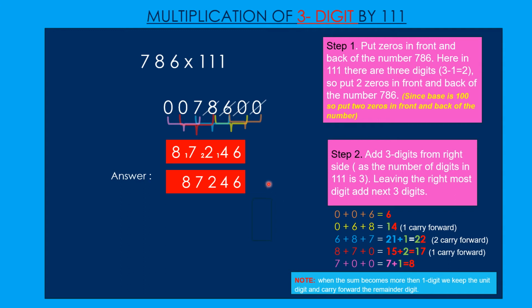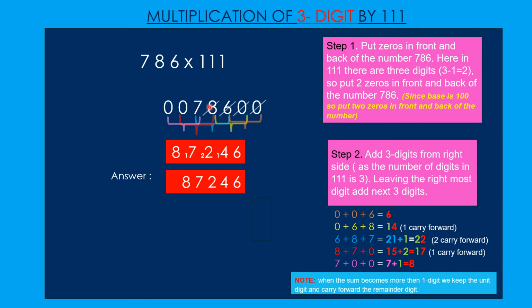And then again what do you do? You leave the 0. You add 6 plus 8 plus 7, so it is 21. And to 21 you add the 1 carried forward, and you get 22. So in 22 you keep the 2, and then 2 is carried forward. And then next you leave the 6, and what do you add? 8 plus 7 plus 0. So when you add 8 plus 7 plus 0, you get 15. But to 15 we add the 2 carried forward. 15 plus 2 is 17. So we keep the 7, and 1 is carried forward.